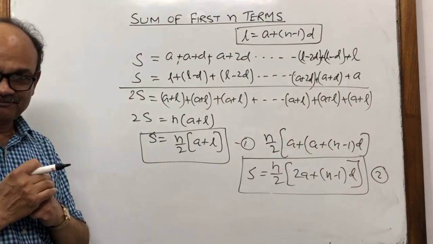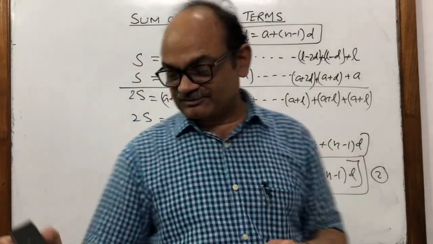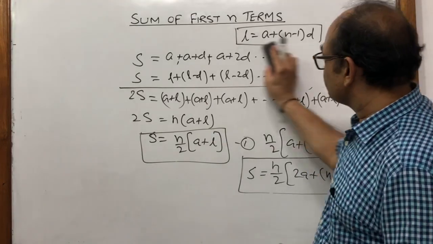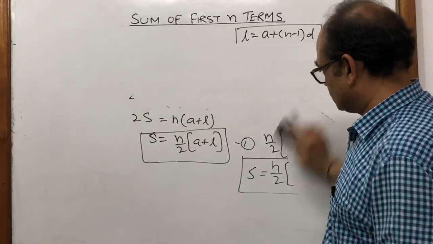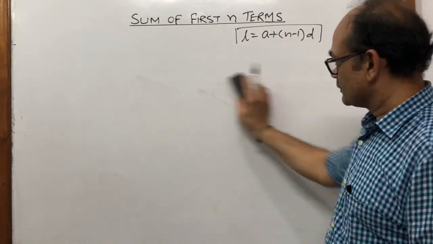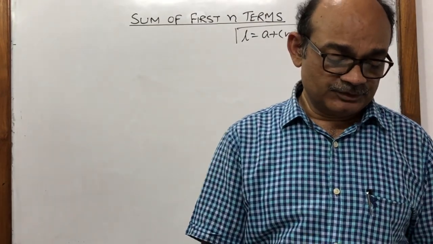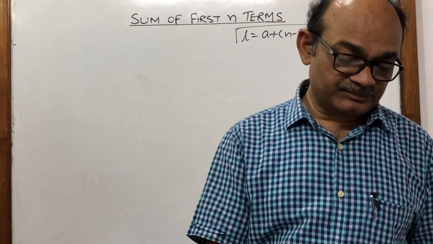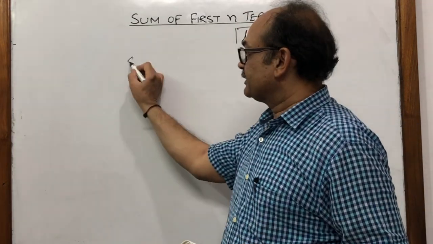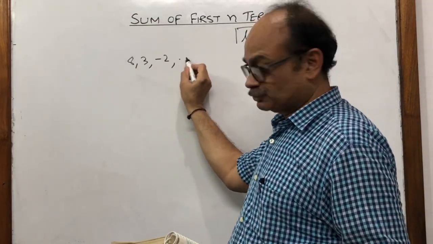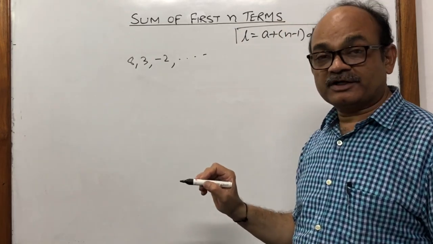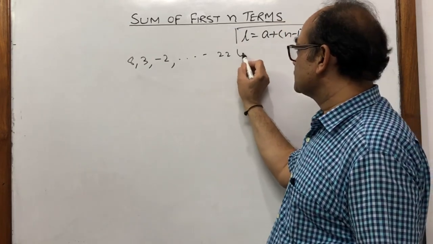Very easy. For example, some questions from the NCERT book. Say first sum: find the sum of a series whose first term is 8, second term 3, third term minus 2 and so on. You have to calculate up to 22 terms.